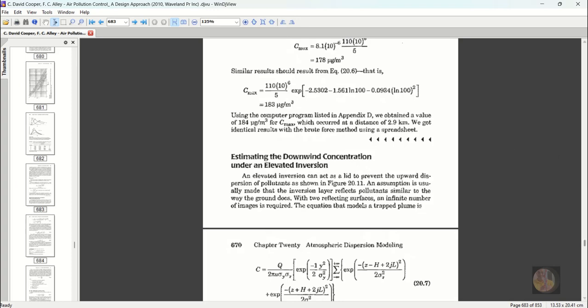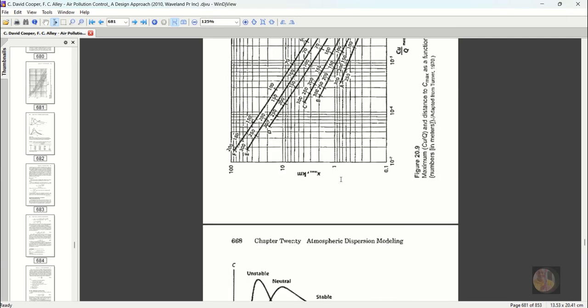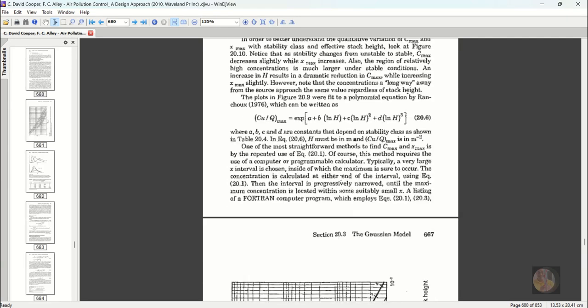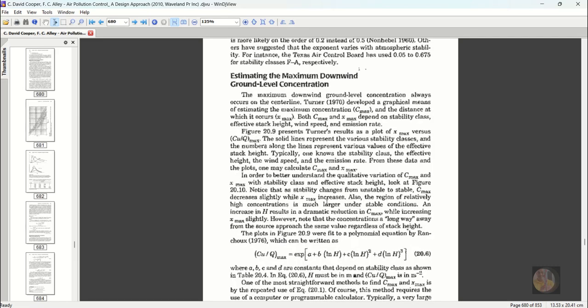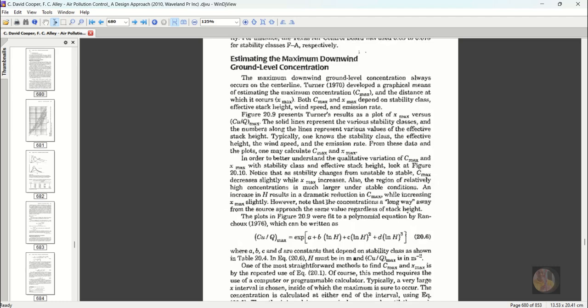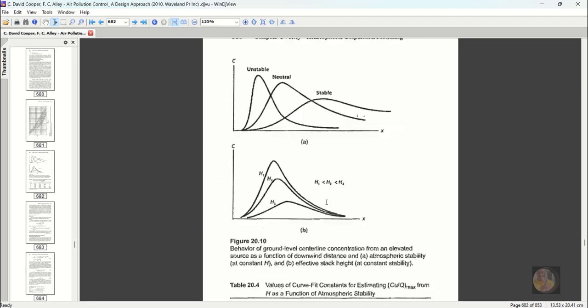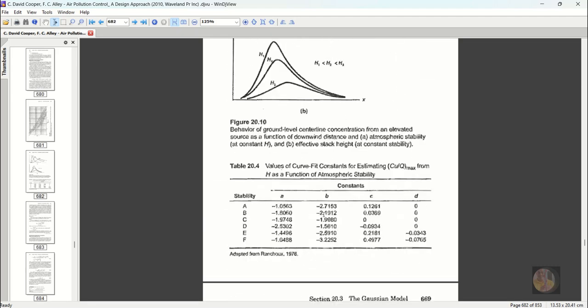So we have a formula for this. Yeah, this is the table, and you have also the values corresponding to this, corresponding to A, B, C according to the atmospheric class. Okay, these are the values of A, B, C, D.